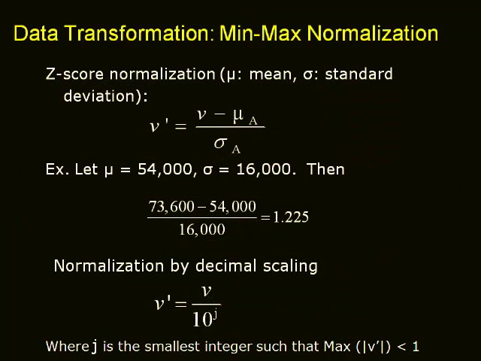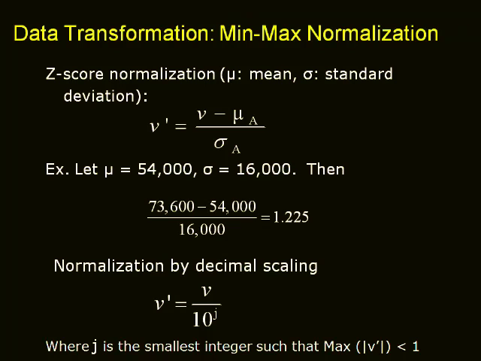There is another kind of transformation called Z-score normalization. This is also termed as zero mean normalization because we are taking the deviation above the mean. Mean is represented here by mu and sigma is the standard deviation. Suppose mu is 54,000 and sigma is 16,000, then V dash for a given V 73,600 can be replaced with 1.225. So here the values of the attribute A are normalized based on the mean and standard deviation of the attribute A.